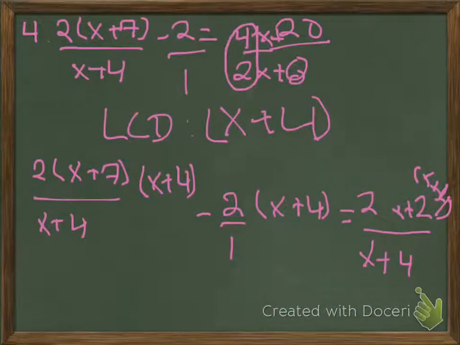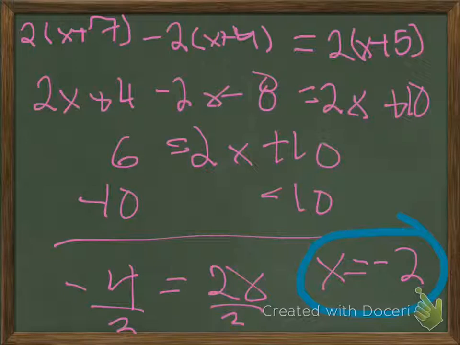Problem number 4. 2 parentheses x plus 7 over x plus 4 minus 2 equals 4x plus 20 over 2x plus 8. You put the negative 2 above a 1 and divide down the 4 and the 2, so your LCD becomes x plus 4. Then you take your LCD and multiply it to all the ends of the equation, so then you can take the x plus 4 and the x plus 4 out, and the x plus 4 here and the x plus 4 here. So therefore you are left with 2 parentheses x plus 7 parentheses minus 2 parentheses x plus 4 parentheses equals 2 parentheses x plus 5 parentheses.